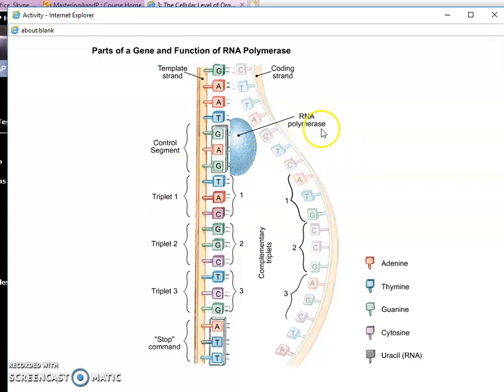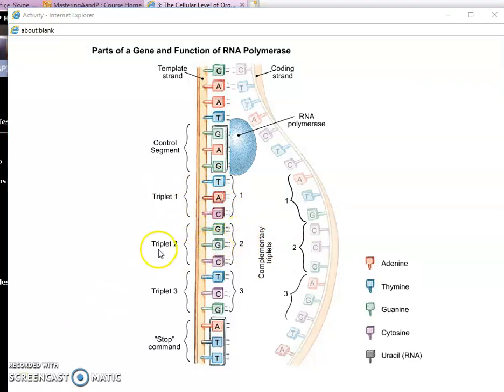And then we have an enzyme called RNA polymerase. We know polymer means many units of something, and with RNA, we're going to make many units of RNA. So what RNA polymerase helps us do is build messenger RNA. It goes to this initiator, this control segment, which says it should start reading the template strand and start reading the actual bases of the triplets.